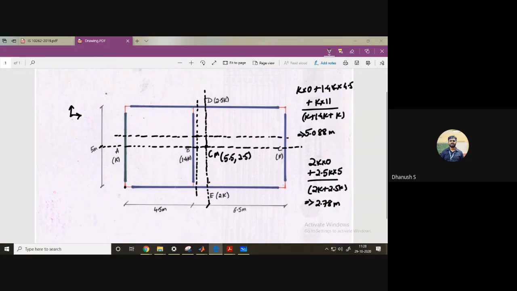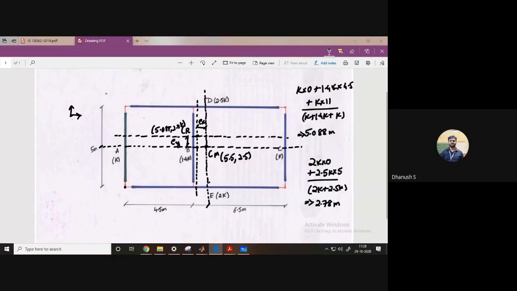Okay, so the intersection of these 2 lines is going to be our center of rigidity, whose coordinates will be 5.088, comma 2.78. Clear? Okay, now you can notice that there is eccentricity in both the directions, correct? So this is going to be your EY, this is going to be your EX. Everyone has understood till here how to calculate the eccentricity? Yes, sir.